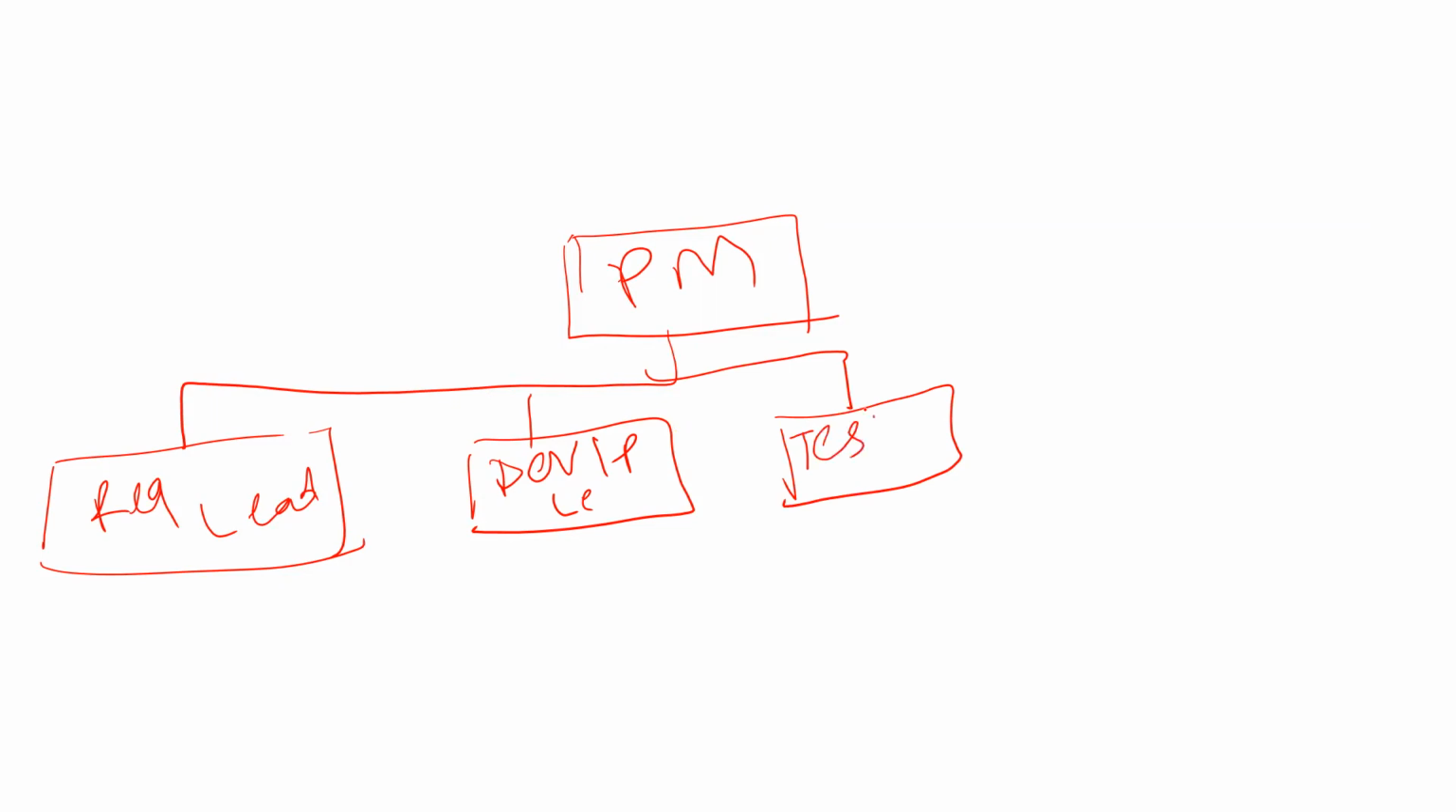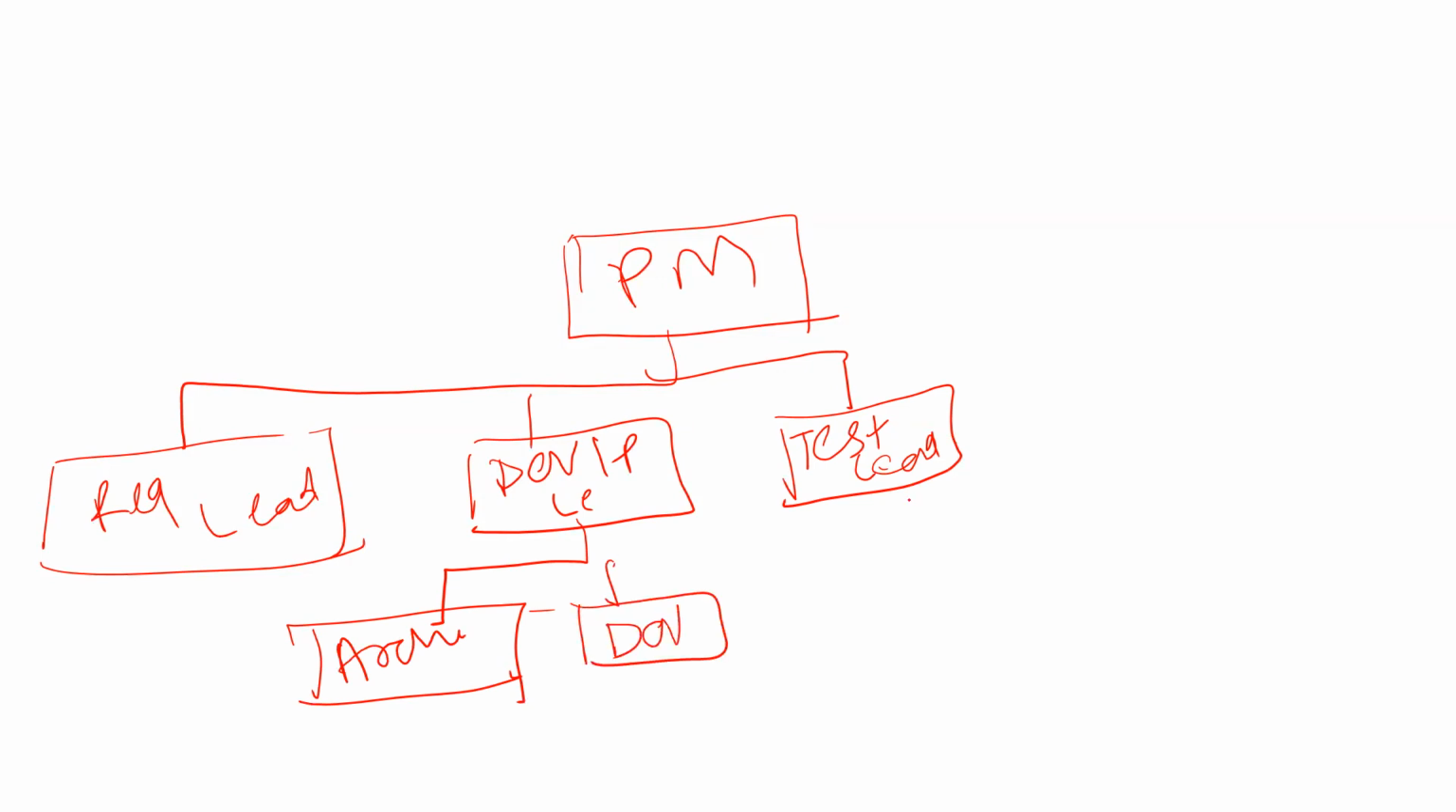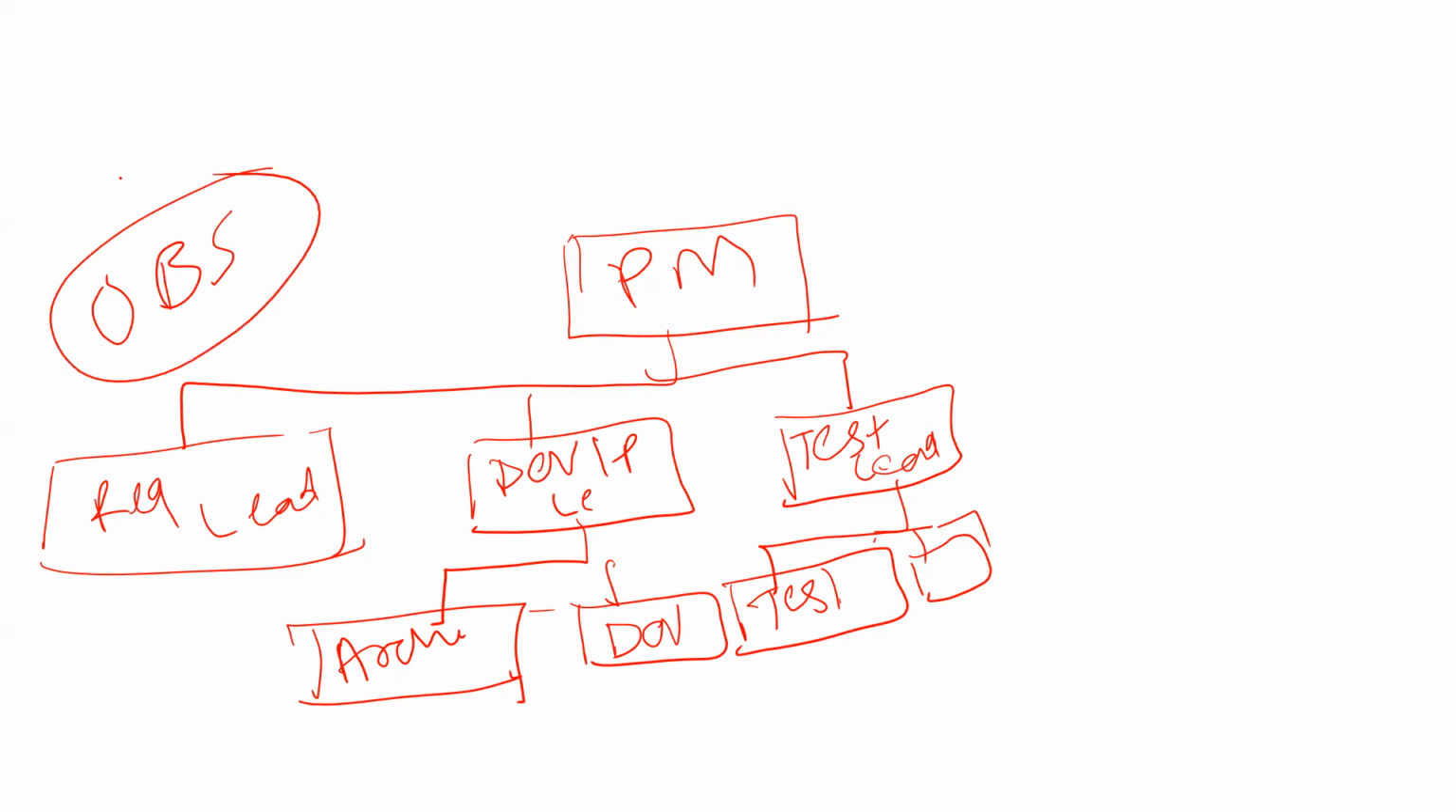These are only examples. It could be an architect and all that. Under the development lead, I will have the architects and the developers. Under the test lead, I will have a test strategist, then a test data preparator, and so on. This is a hierarchical chart, called OBS, organization breakdown structure. It shows who is reporting to whom and so on. This is one way of doing the organization structure.